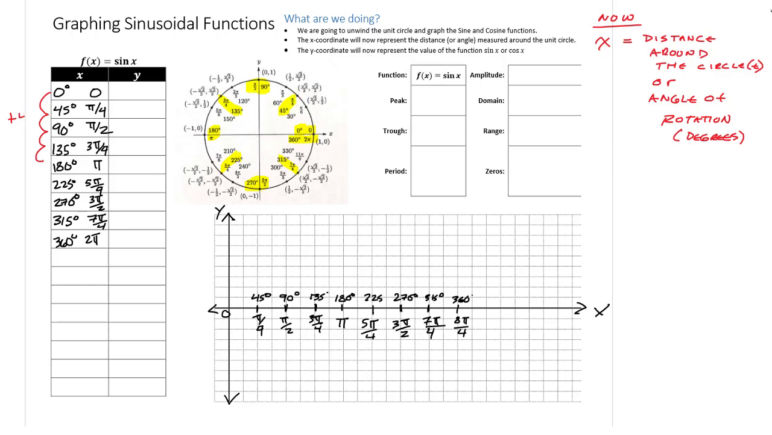Now, like I've said a bunch of times, we can do more points. I'm just trying to keep it to just some of the points, so there they are.